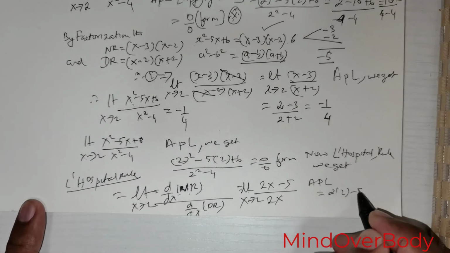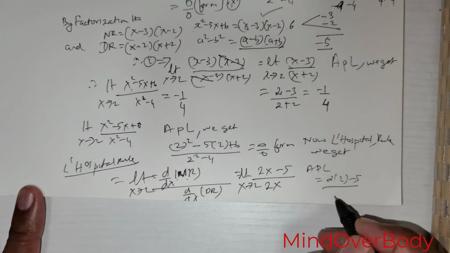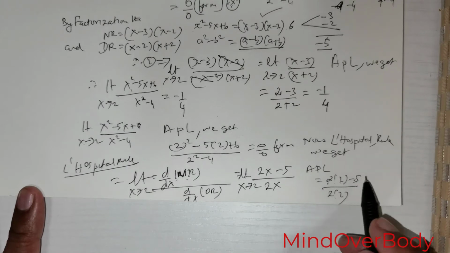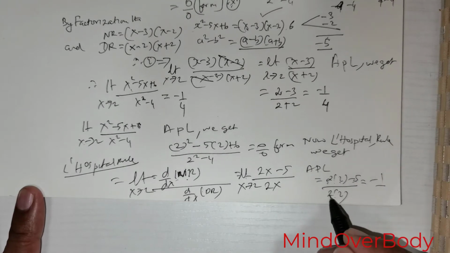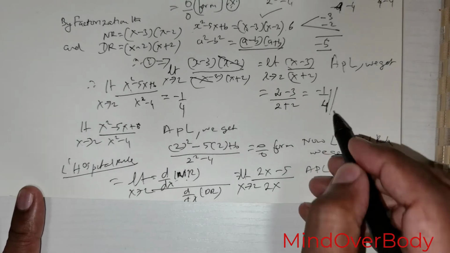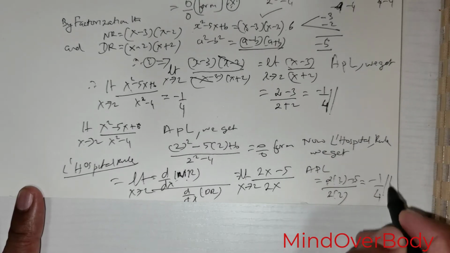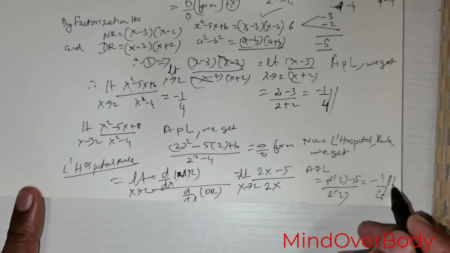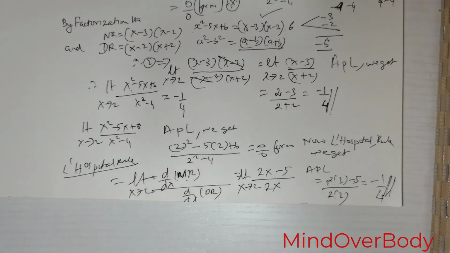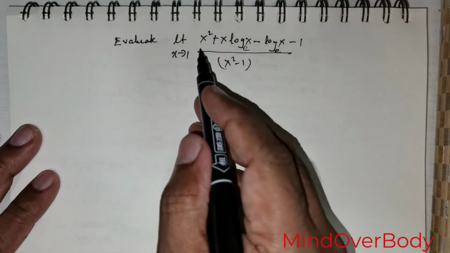2 times 2 minus 5 divided by 2 times 2. What is this? 4 minus 5 will give you negative 1, and 2 times 2 is 4. So this is exactly what you've got before: negative 1 over 4. So both the techniques are valid, and both the techniques are producing the same result. Students were expected to evaluate this question.